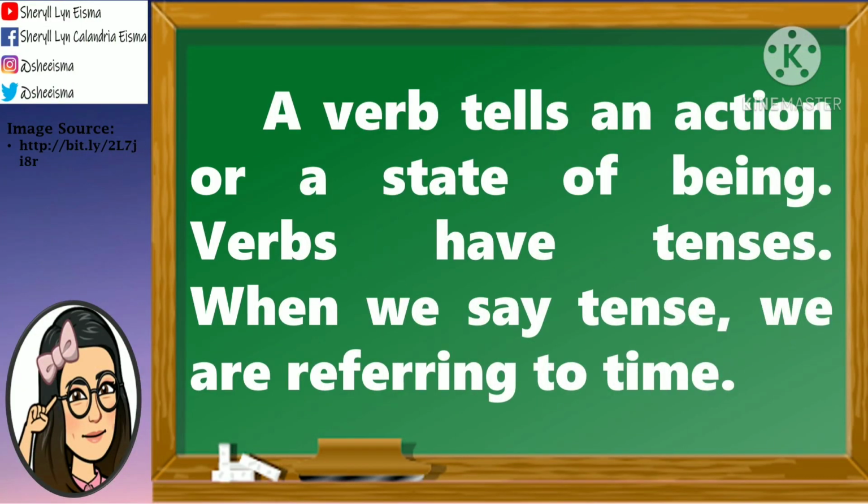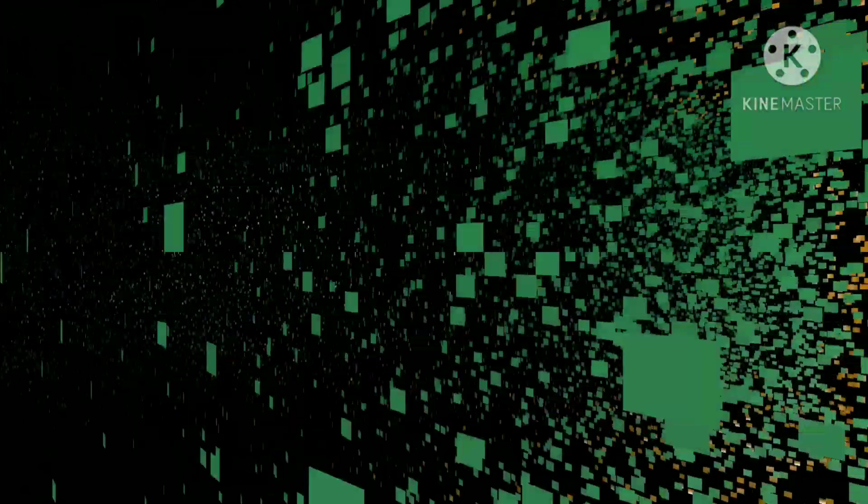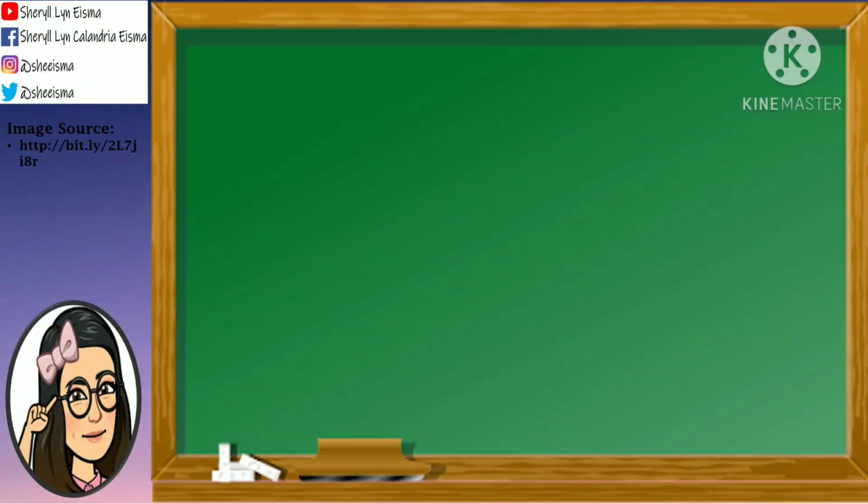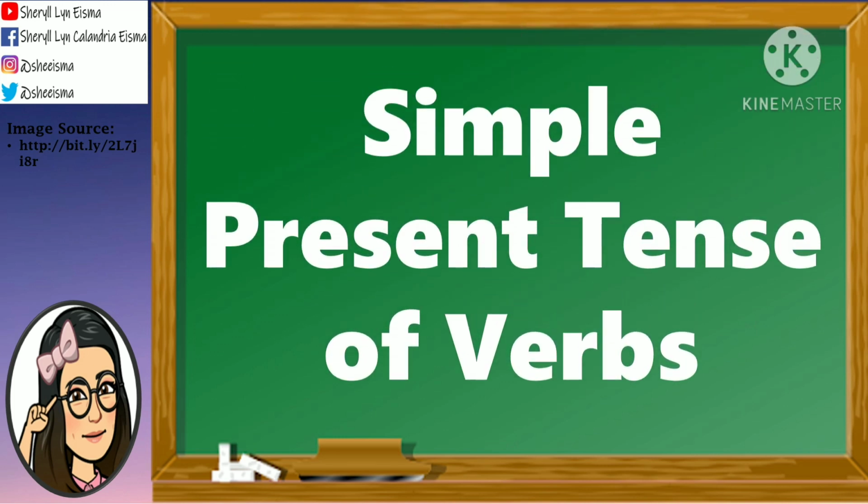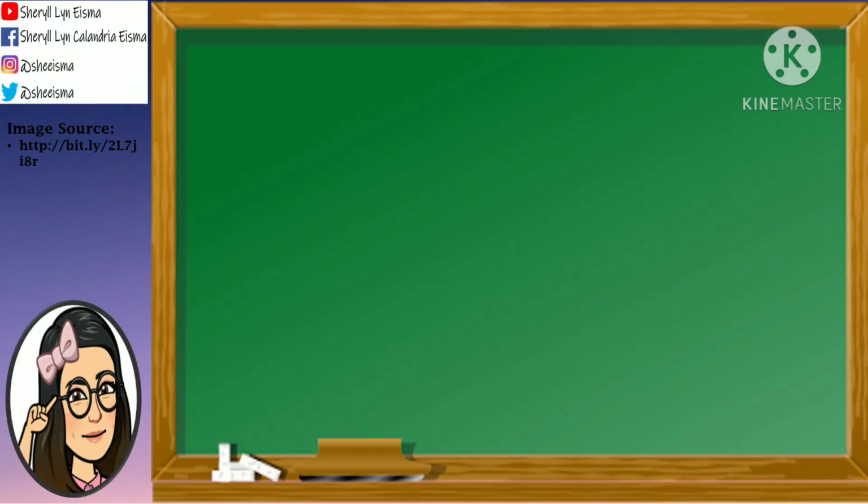As we all know, a verb tells an action or a state of being. Verbs have tenses. When we say tense, we are referring to time. For this lesson, we are only going to focus on the simple present tense of verbs. There are things that we have to consider in using the simple present tense of the verbs.